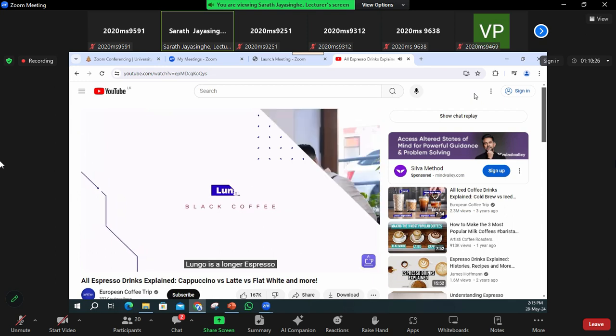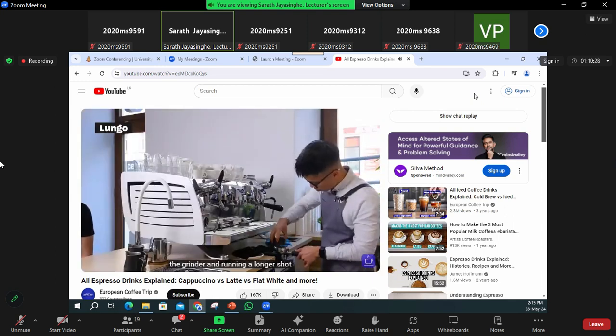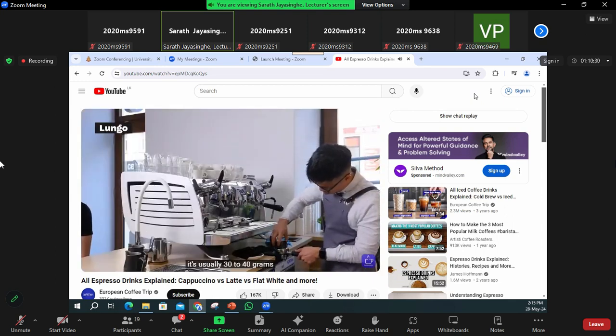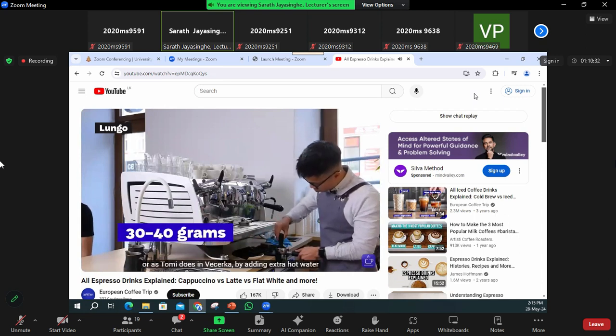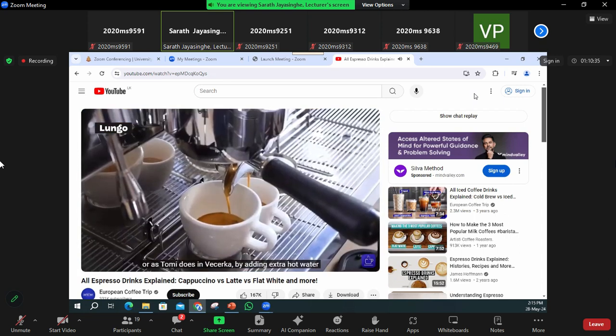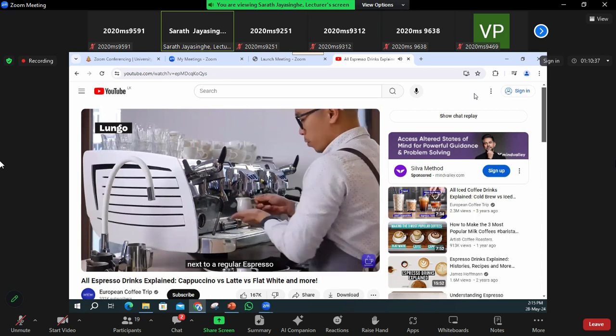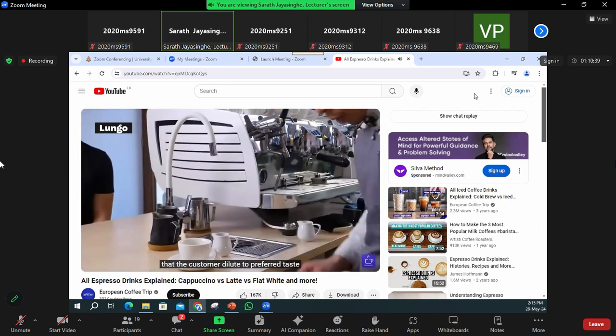Lungo is a longer espresso, which you can produce by adjusting the grinder and running a longer shot. It's usually 30 to 40 grams, or as Tommy does at Večerka, by adding extra hot water next to a regular espresso that the customer dilutes to her preferred taste.